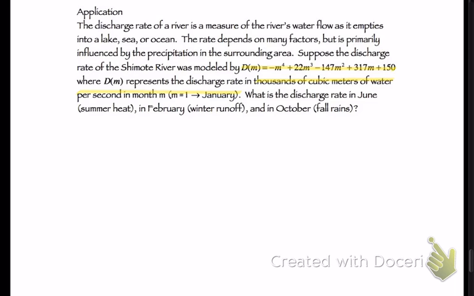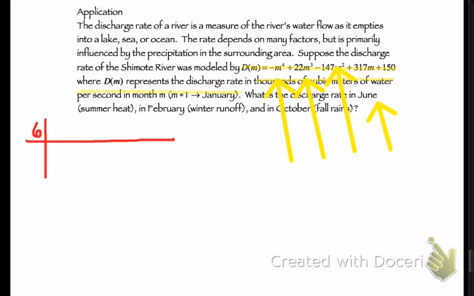It says, what is the discharge rate in June, which is the summer heat, in February, and in October. So I want you to think about it. What numbers would I use to represent June, February, and October? So if I think about it, June, I'm obviously going to use the number 6. So I think I'm going to do my synthetic division. We know that what we could have done old school way, I could have taken 6 and plugged it in wherever I saw an M. I know I could have done that like I've done in the past. That was the old school way.